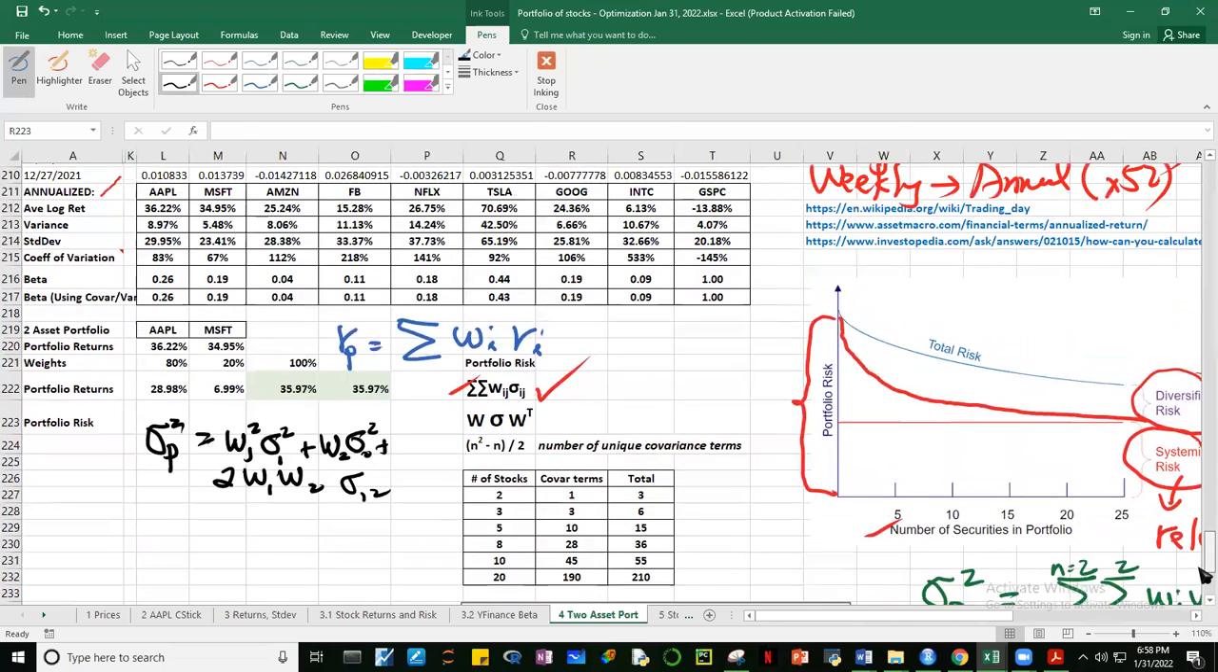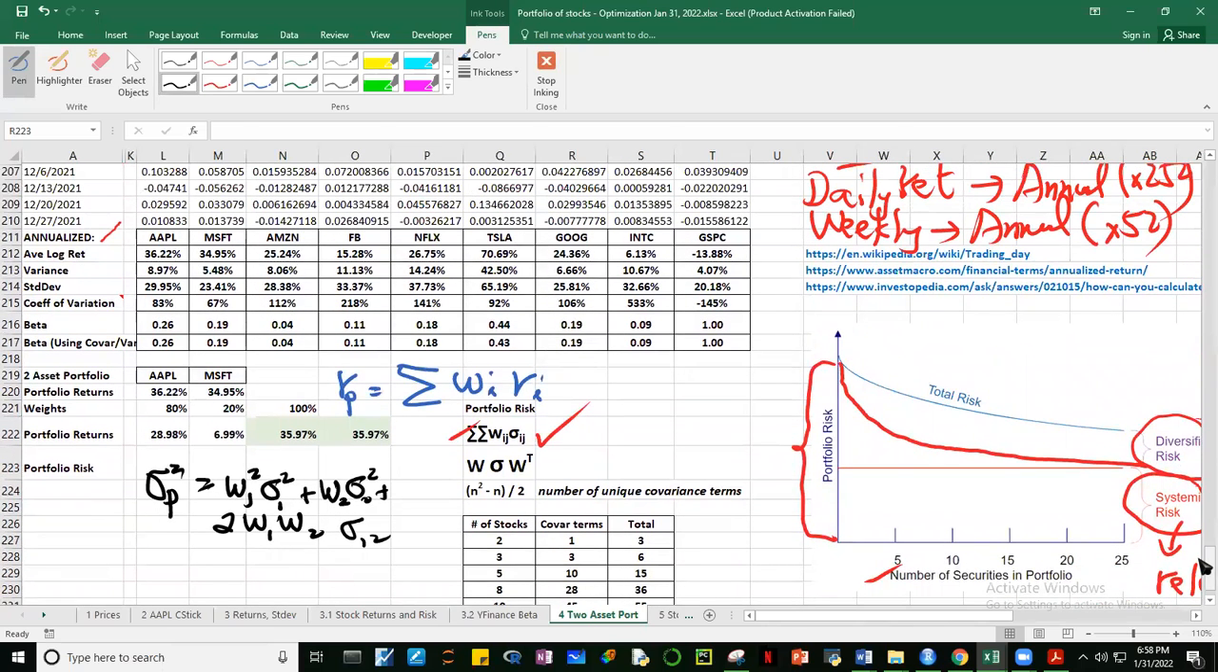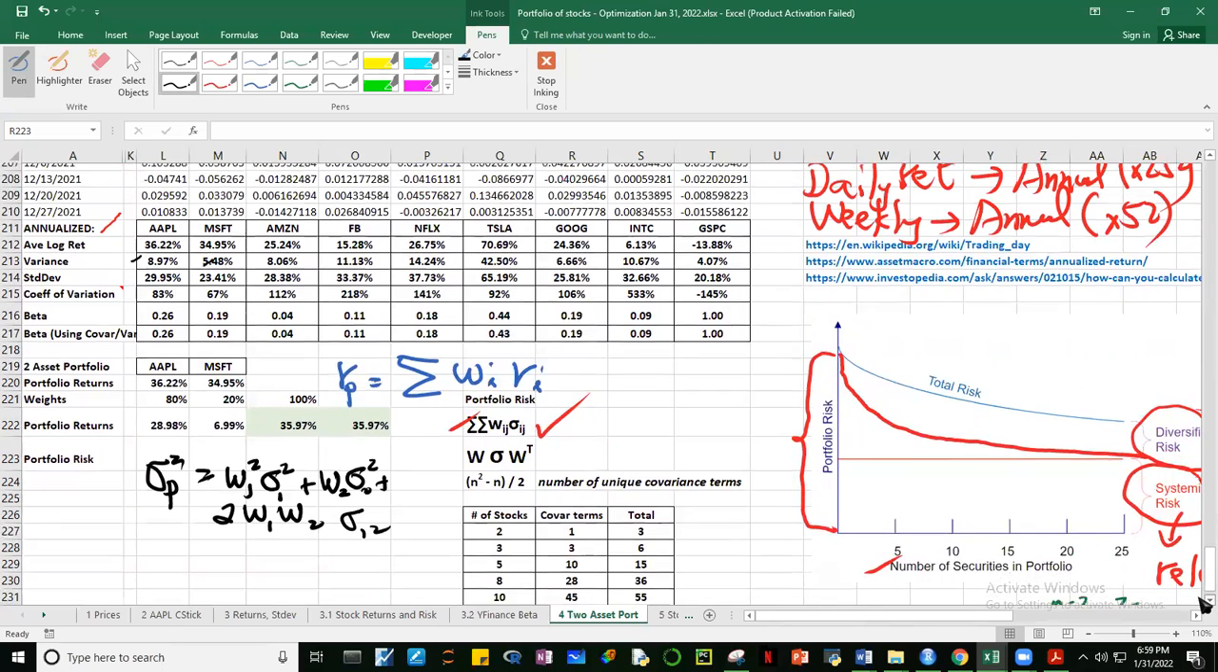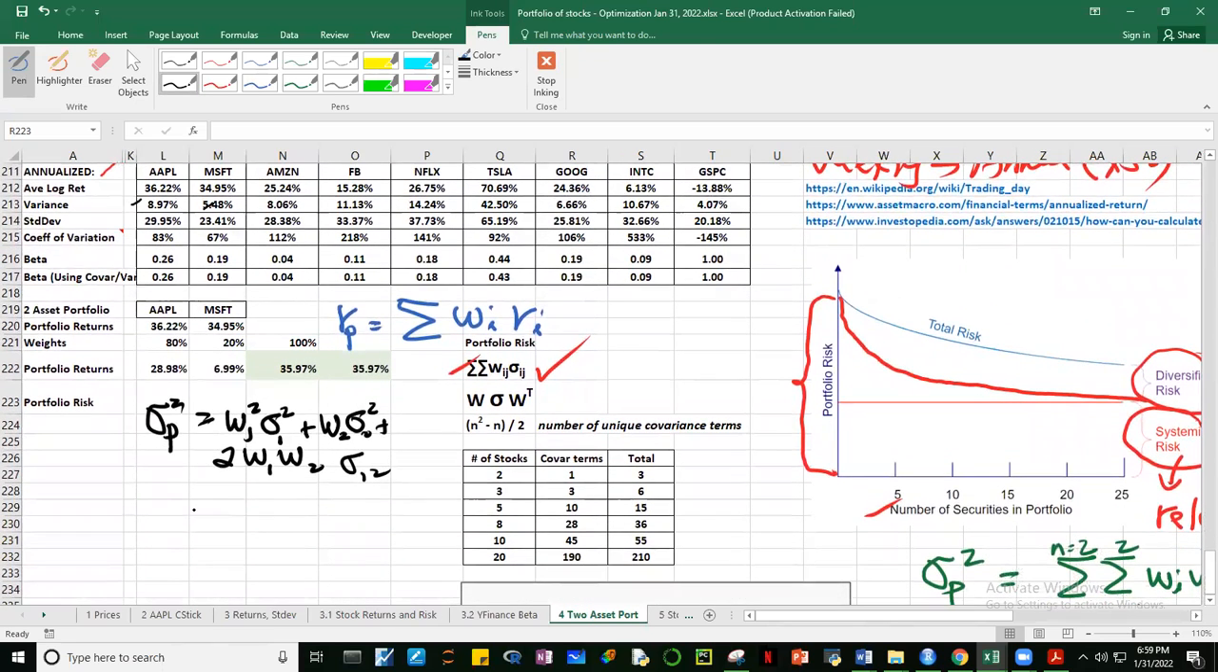Okay, meron na ba tayong variance ni Apple? Yes, ito, 8.97. Meron na ba tayong variance ni Microsoft? Yes, ito, 5.48. Meron na ba tayong covariance nila? Wala pa. So kailangan natin itong covariance na yan. Okay? So there's one table where we can have both the variance and the covariance, no? Sa isang table nandun sila. And that's called the variance covariance matrix. So how do we generate the variance covariance matrix?